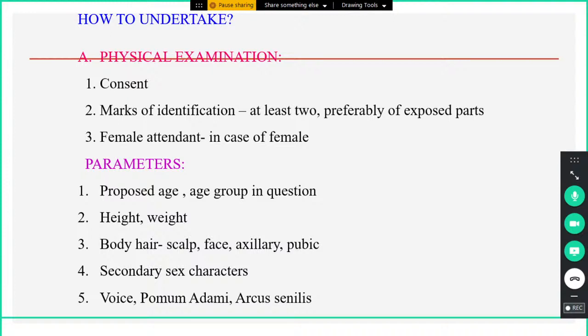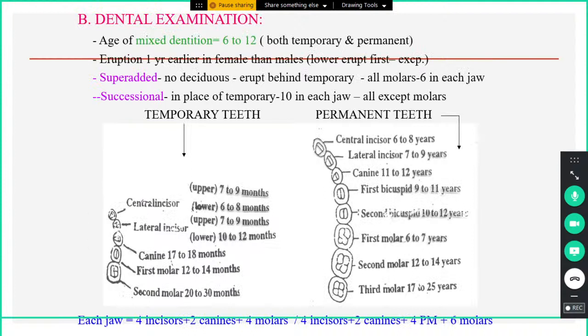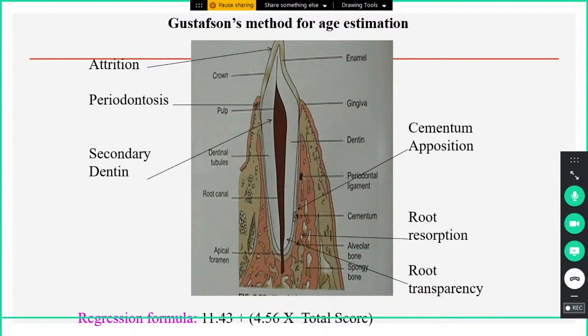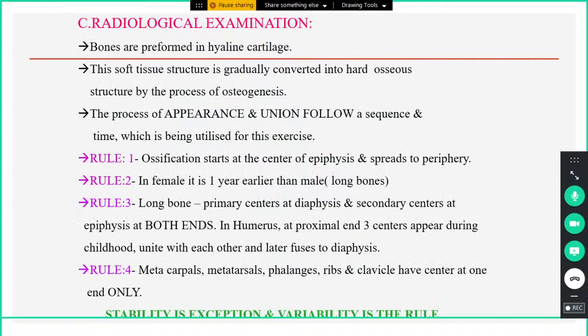Now, how will you determine the age? First is the physical examination, that is by body stature, secondary sexual characters, height, weight, everything. Second is the dental examination. I won't go into the detail because my topic is related only to bones. This is the Gustafson method, important for your theory exam. Now the radiological examination from the bones. The processes of appearance and fusion follow a sequence. Now these are the 4 rules that we follow.